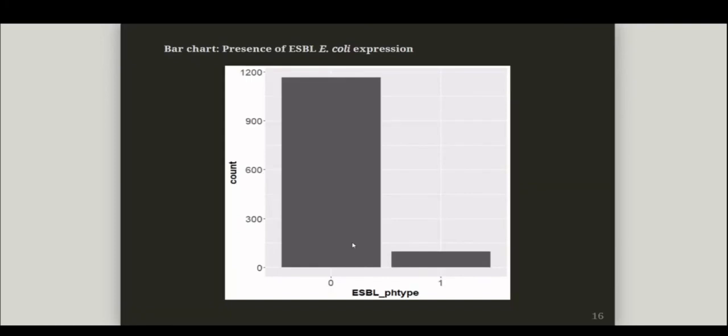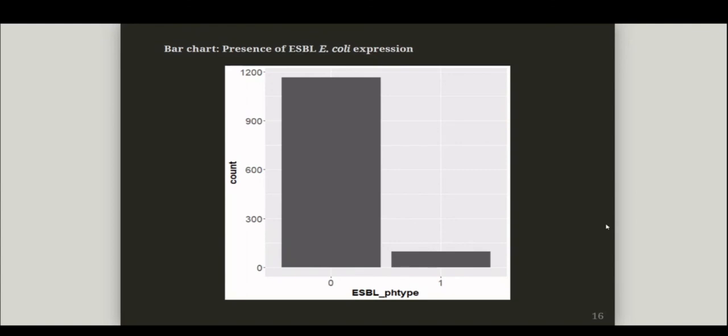The bar plot is a very important way to summarize categorical data. In this case, we have this dichotomous data, the SVL phenotype, and we count here how many negatives or zeros we got, and how many ones or positive cases we got in our dataset.